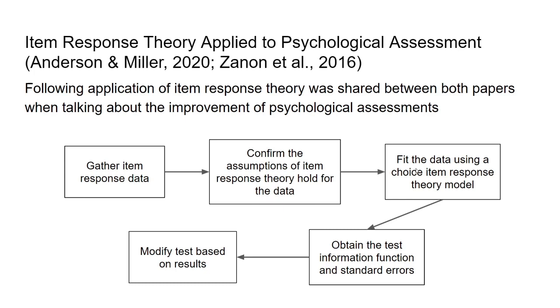Once we do confirm that our assumptions hold, then they can fit the data using their choice of item response theory model. And from this model, they're able to get parameters in order to obtain a test information function and standard errors. And from that, that tells them how to modify a test in order to get better results that they want, or maybe remove any redundant features or redundant questions of a test.